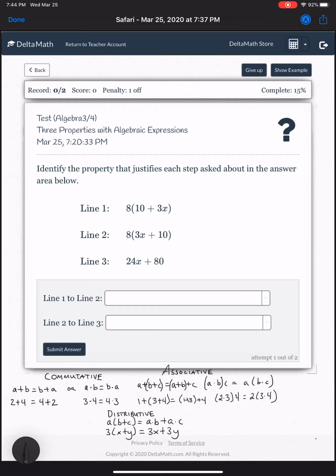So if we look at a plus b equals b plus a, we can also see that 2 plus 4 equals 6, or if we change the order and say 4 plus 2, it'll also equal 6. The multiplication example, 3 times 4 equals 12, and if I change the order and say 4 times 3, I will also get 12.